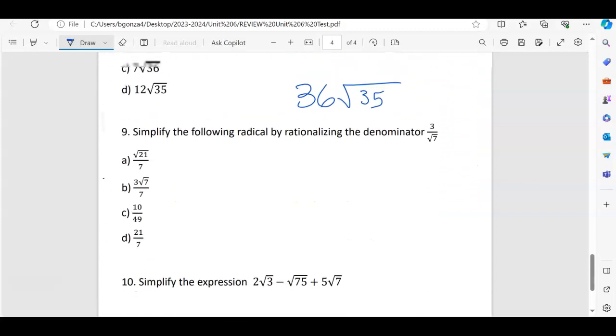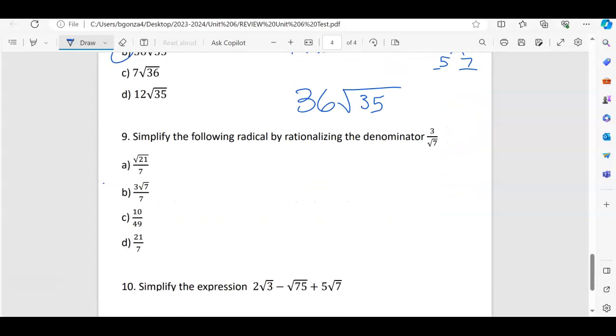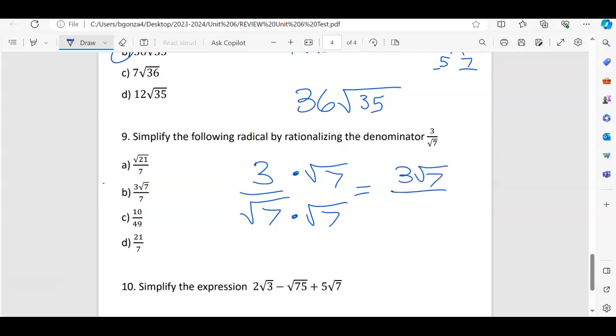Number 9. Rationalizing a denominator. 3 square root of 7. You cannot have a square root on the bottom, so you multiply by the same square root on the bottom and the top. A regular number times a square root just goes next to each other, and a square root times a square root is just that number. That's it.